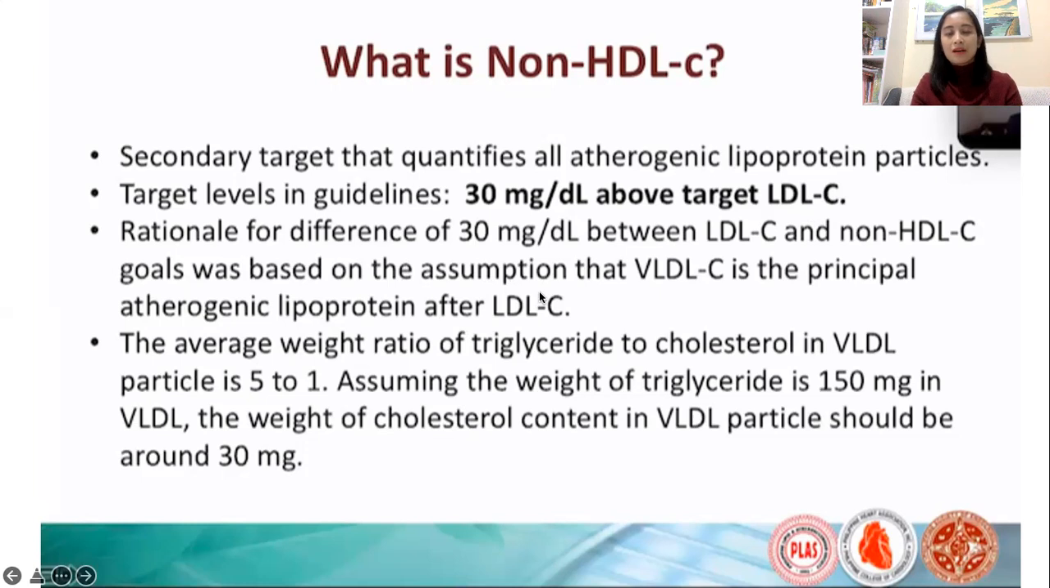But that's the crucial thing, knowing what your target is. Okay, so again, your target for non-HDL is 30 milligrams per deciliter above target LDL.